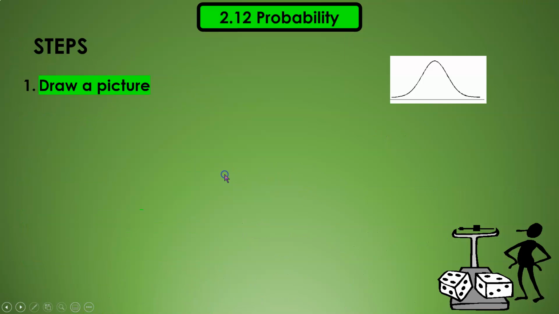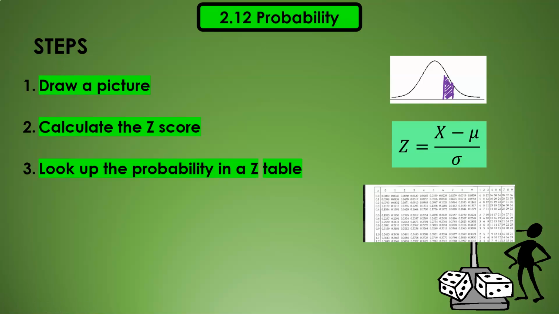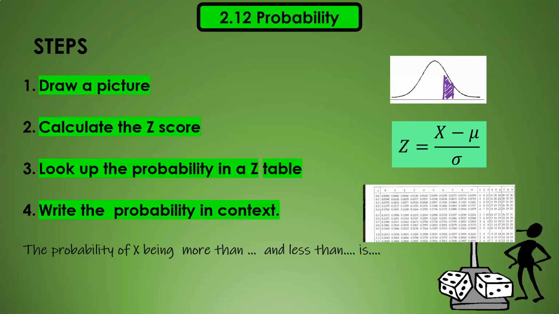So just rounding off again, the steps: always draw the picture. We're talking about situations when you're trying to find an area with both bounds being on the same side. Calculate the z-score, look it up in the table, write the probability in context.